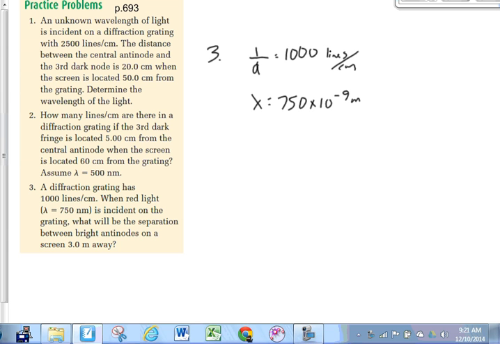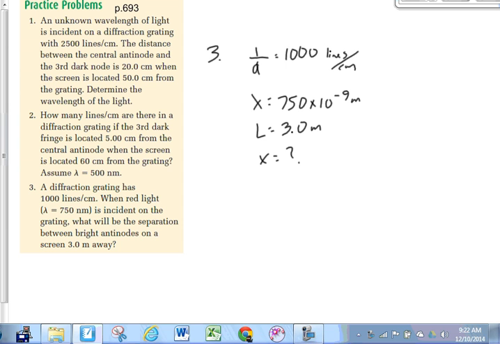What's the separation distance between bright antinodes on a screen 3 meters away? That's going to be L. We're looking for X, the separation distance between antinodes. It really should put one more word in there: the separation distance between adjacent antinodes. What they mean here is antinodes that are right beside each other. So what's n going to be if these antinodes are right beside each other? I don't care whether it's the second and the third antinode or the 9th and the 10th antinode. What's n going to be?